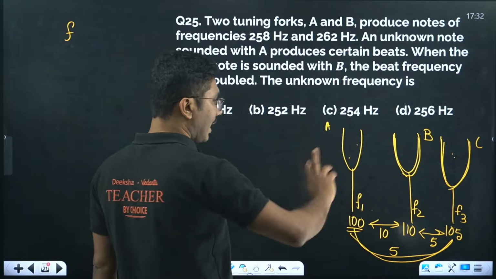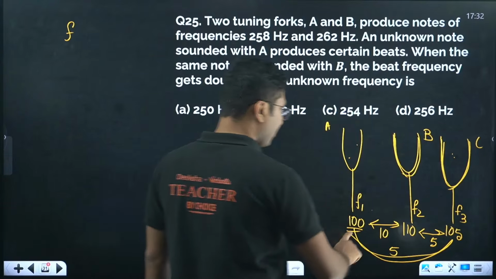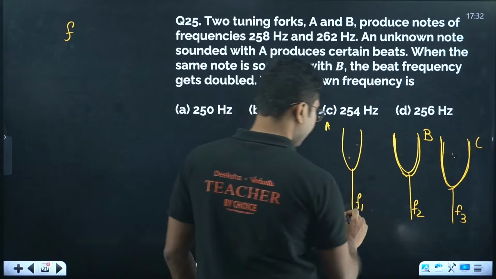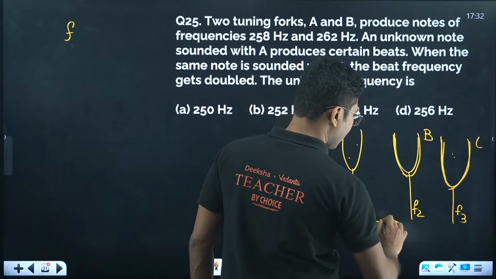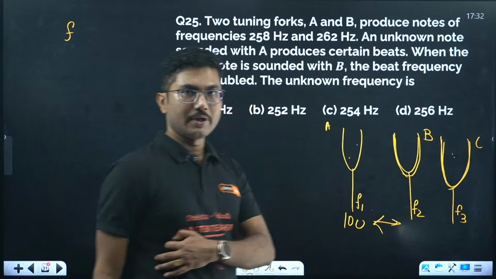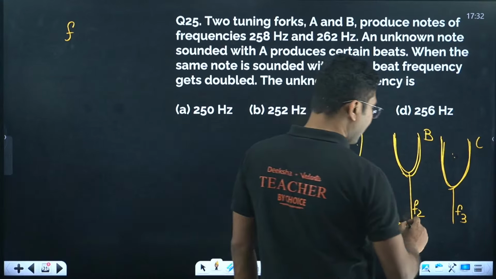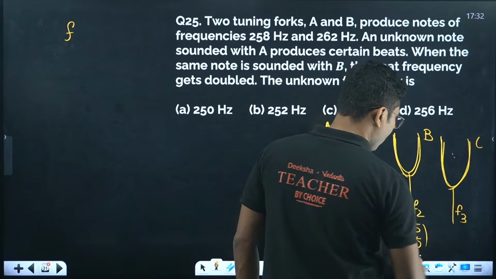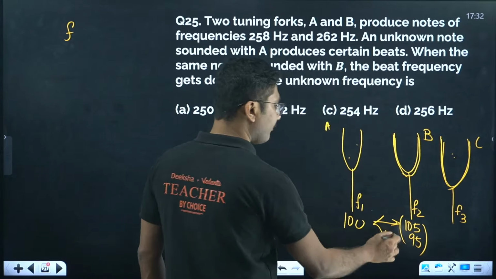Now obviously, if the difference is given, suppose I say that this one is 100 and this one is producing a beat frequency of 5 with it, then this one could be either 105 or 95. Both can produce a beat frequency of 5 with this.